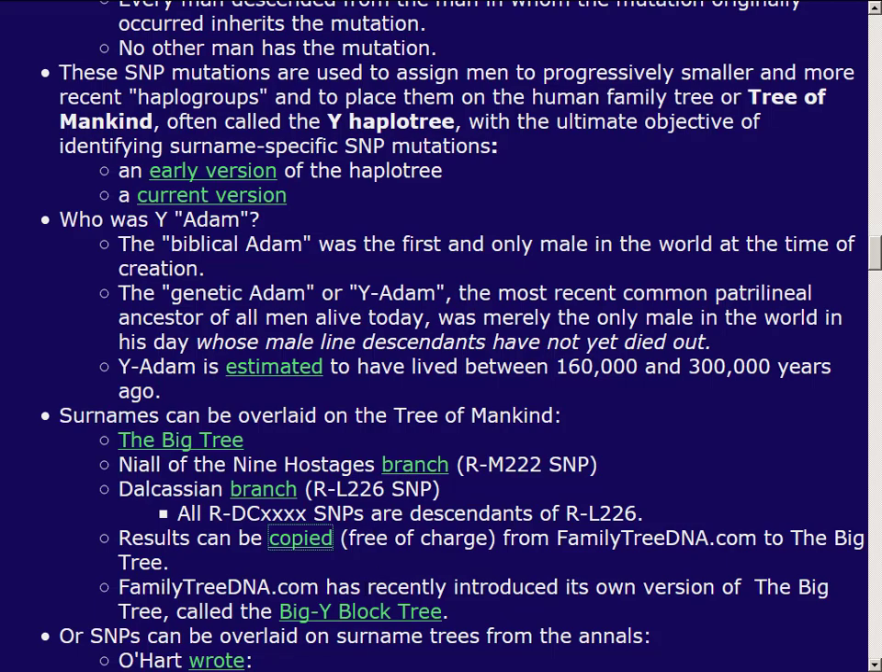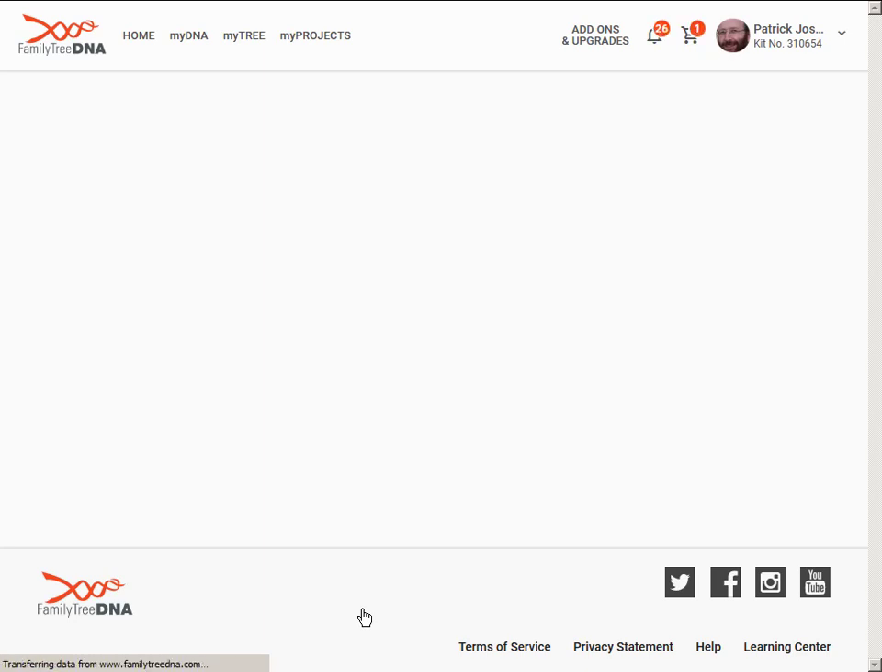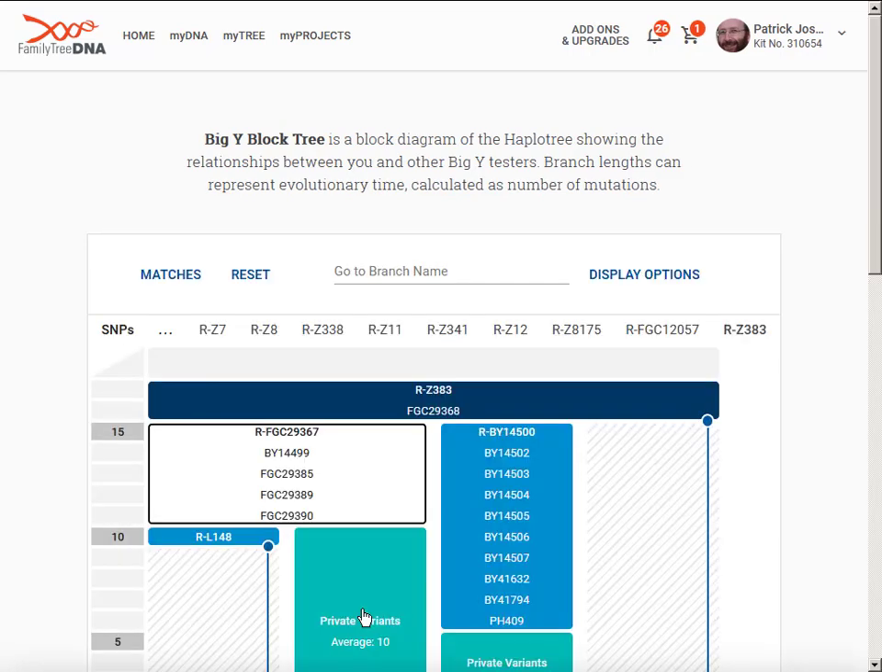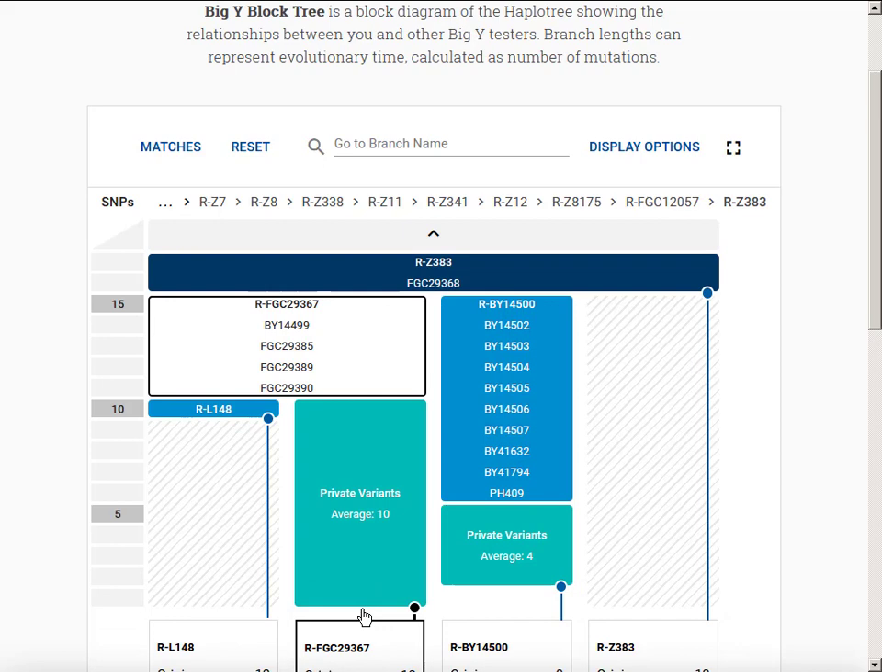And Family Tree DNA has recently added its own Big Y block tree, which is an attempt to replicate the big tree. I don't think it's quite as good. I'm still logged in, so this will eventually load up my part of the block tree. And as I said, there's 160,000 SNPs or blocks on the tree, so it's stretching the internet to download all the information, but eventually it comes up.